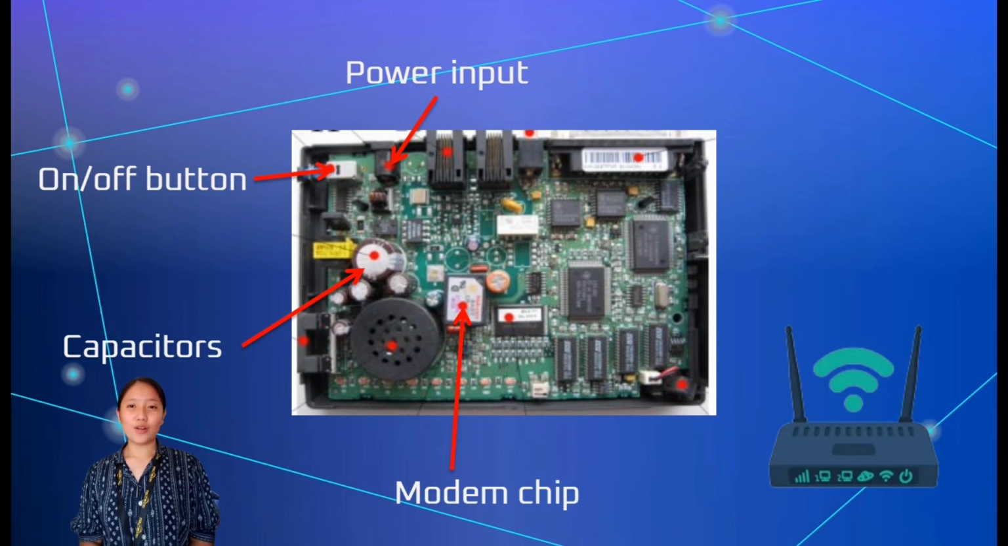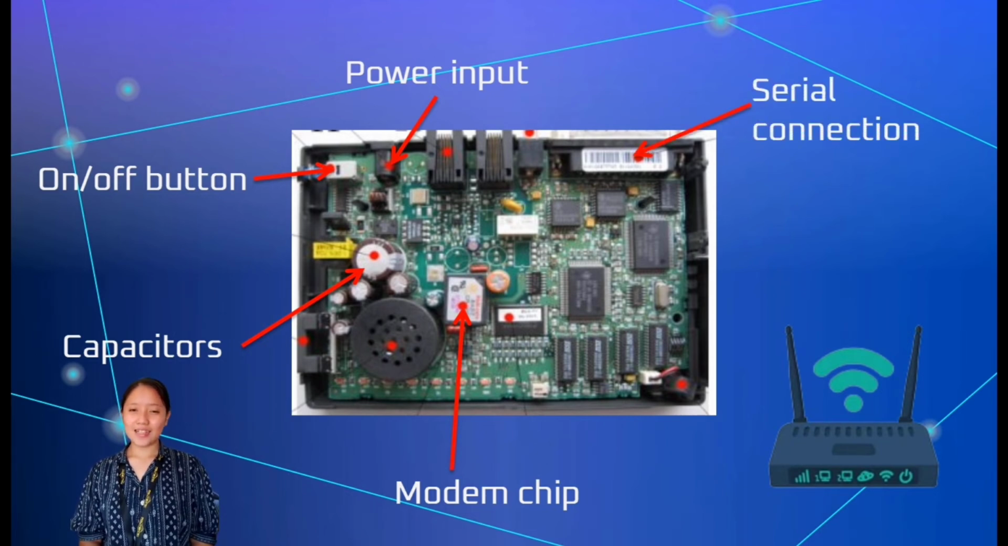Other than that, modem chip. Modem chip is a component that modulates, which adds digital information to the outgoing telephone signal, and demodulates, which separates the digital information from the incoming signal. Lastly, serial connection. Serial connection is used to connect a computer terminal or other data terminal equipment, DTE, to a modem.